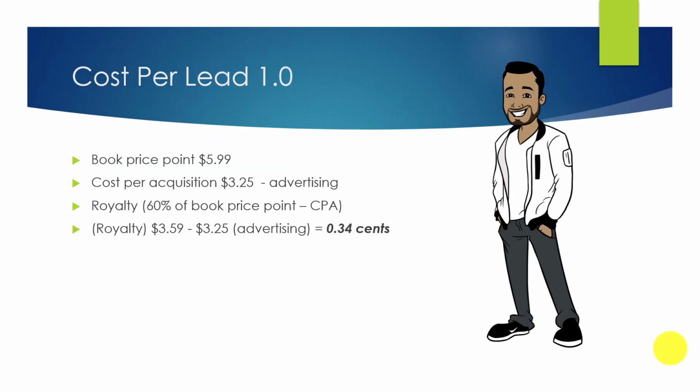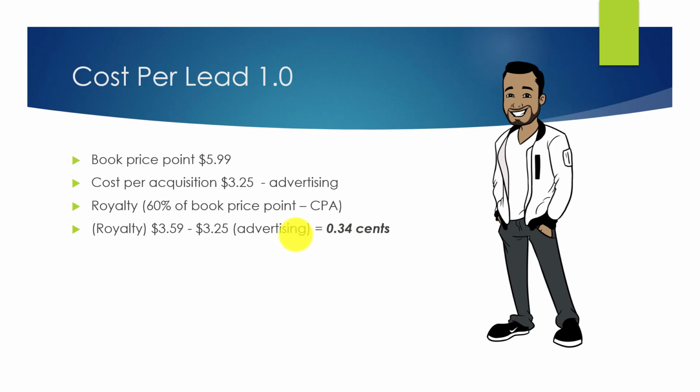So for example, let's say you're selling a paperback book for $5.99 and the cost per acquisition is $3.25. So that's your advertising cost. So you're getting a royalty of 60% off your paperback, and we're going to subtract that by our cost per acquisition. So that would look like $3.59 is 60% of your $5.99 price point, and $3.25 is your advertising cost. You're left with less than $1 in profit. That's 34 cents to be exact.